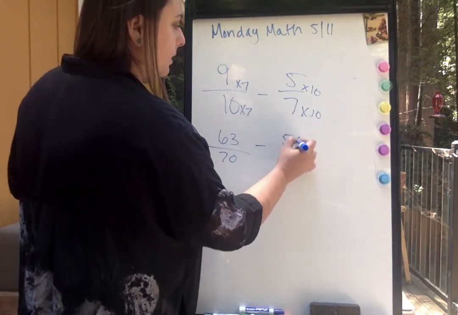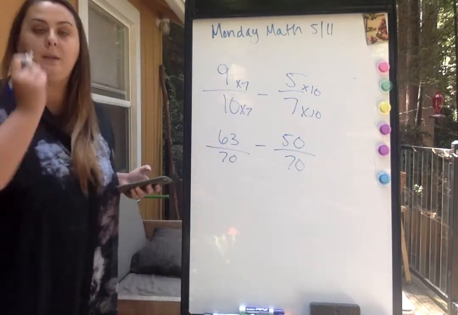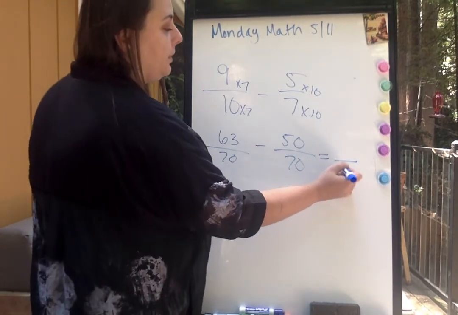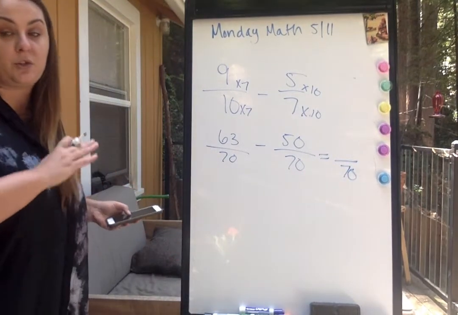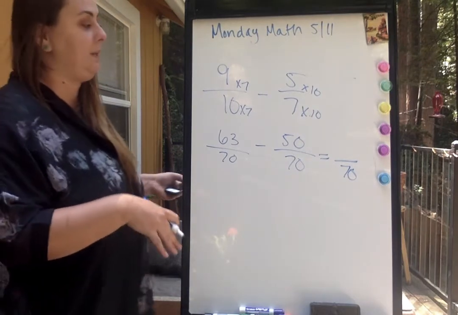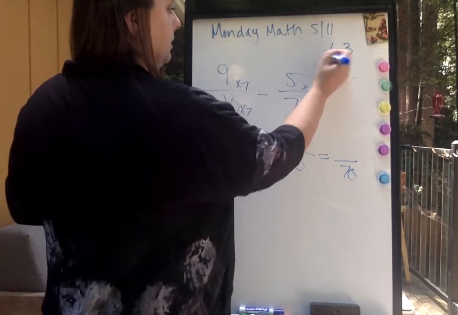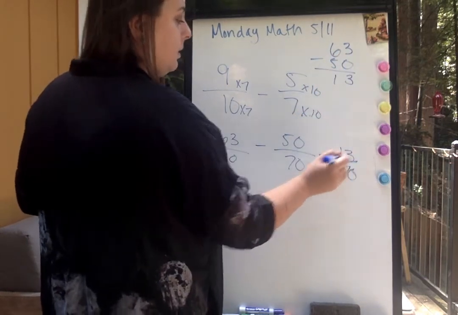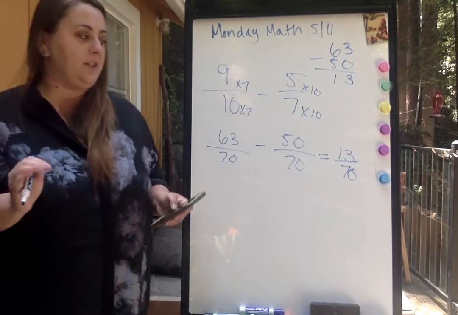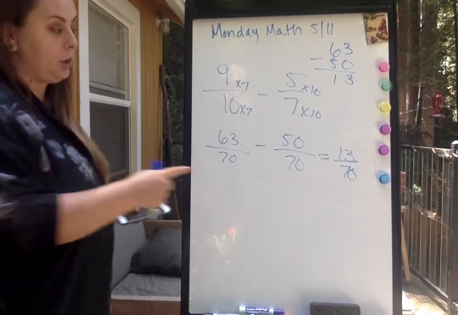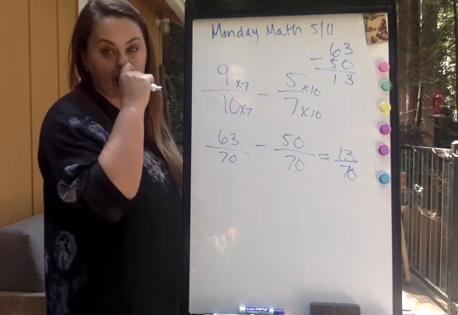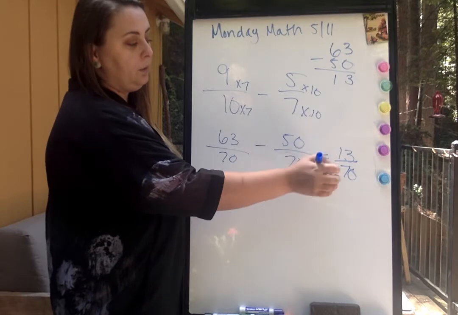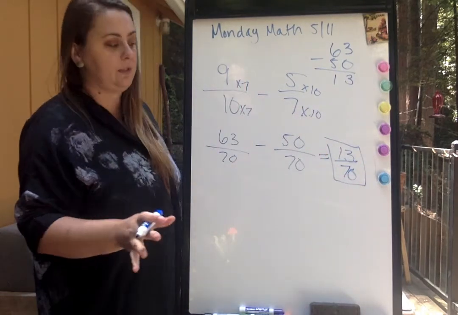Minus 50 over 70. Now that the denominators are the same, now we can just subtract across the top. Remember, your denominator in addition and subtraction just stays the same. Just once they're the same, keep them the same. Now 63 minus 50. So think to yourself, 13 is a huge clue because 13 doesn't really have any factors. It's a prime number. So if 13 can't go evenly into 70, you know that that is your final reduced answer.